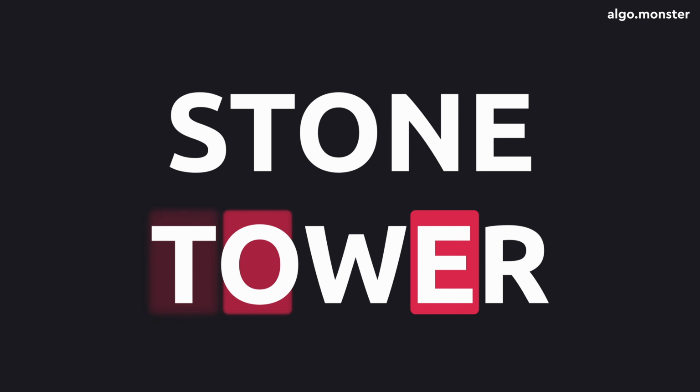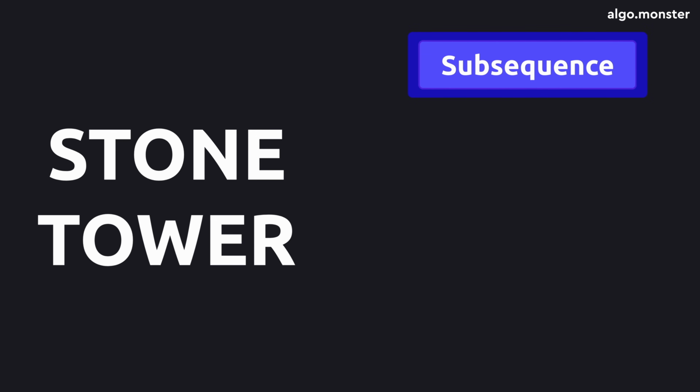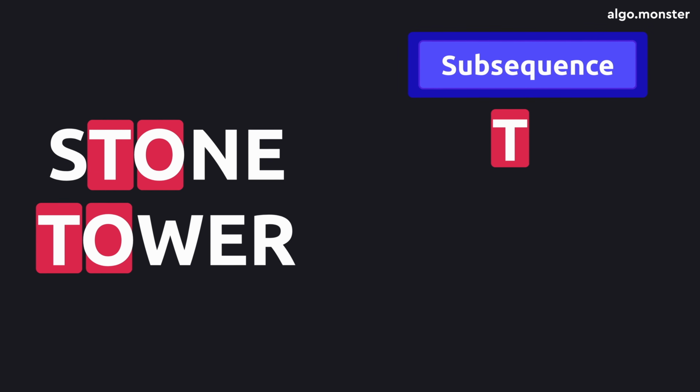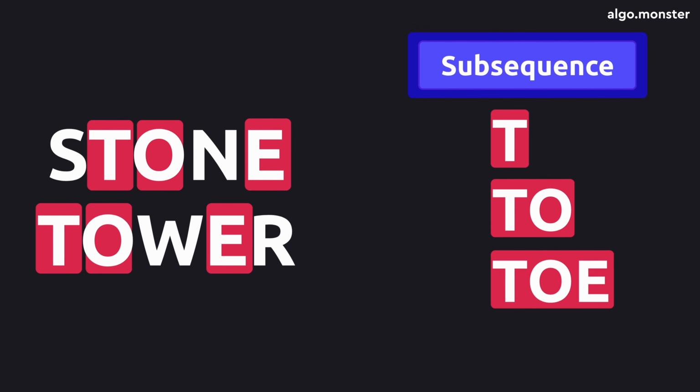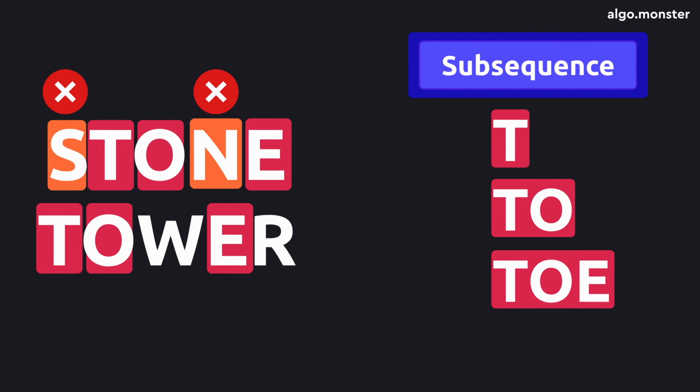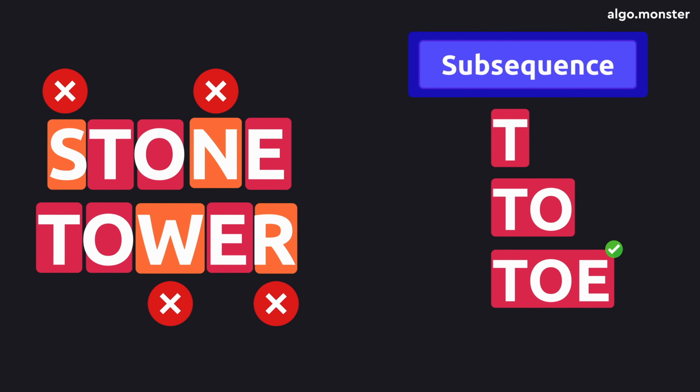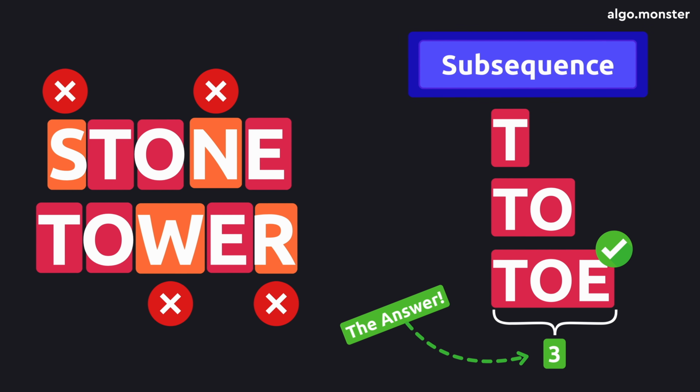Let's take 2 words, stone and tower. What common subsequences do we have here? The letter T appears in both words, so that's a subsequence of length 1. The letters T and O also appear in both words, and in the same order, so that's a subsequence of length 2. What about T, O, and E? All 3 appear in the first word, and all 3 appear in the second word. The order matches, so toe is a common subsequence of length 3. Can we find anything longer? Let's check. The letters S and N from the first word don't appear in the second, and the letters W and R from the second word don't appear in the first. So the answer is 3. Toe is the longest common subsequence for these 2 words.